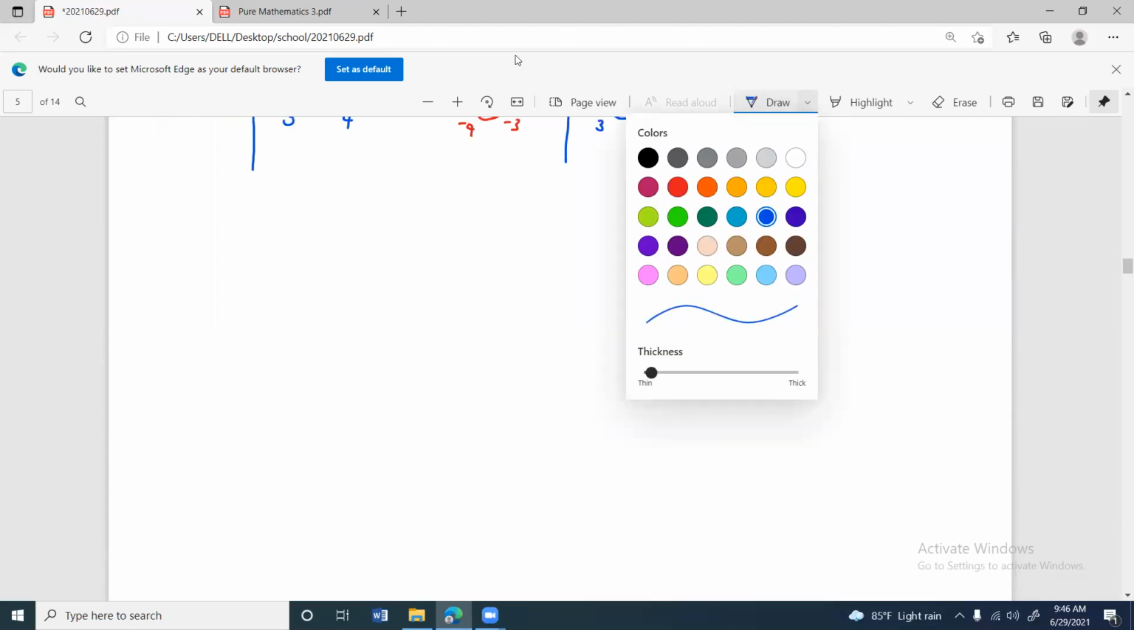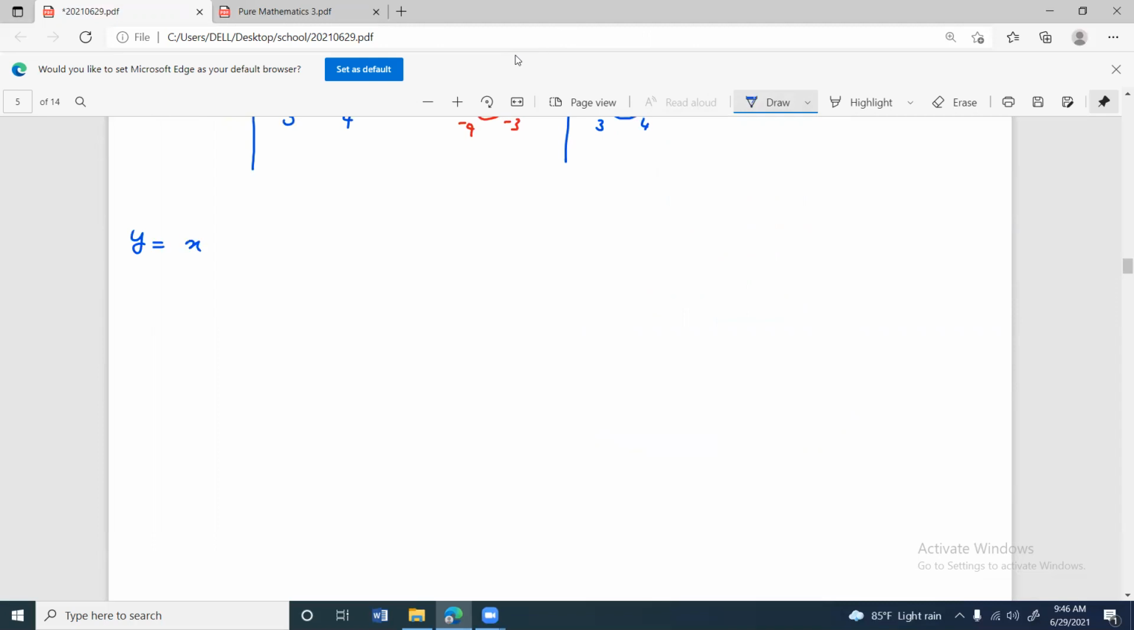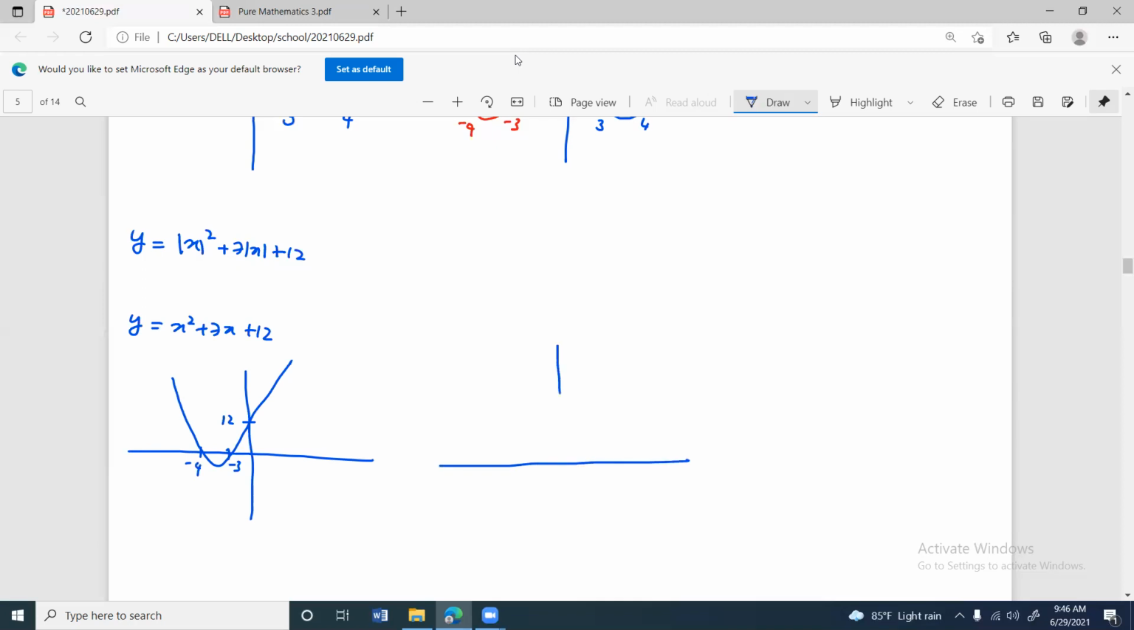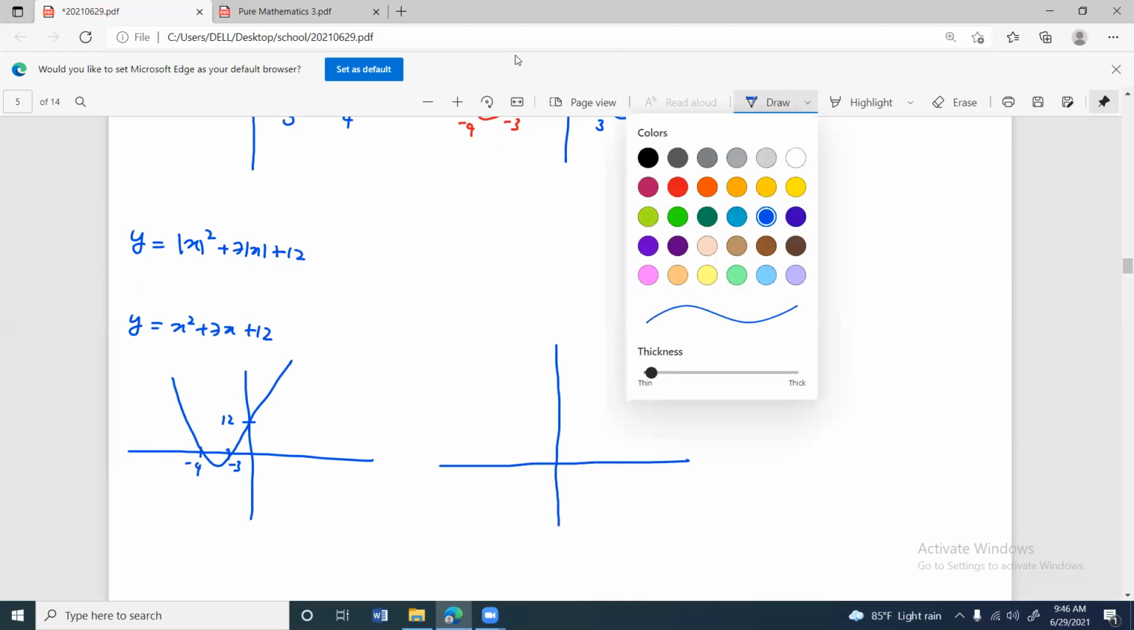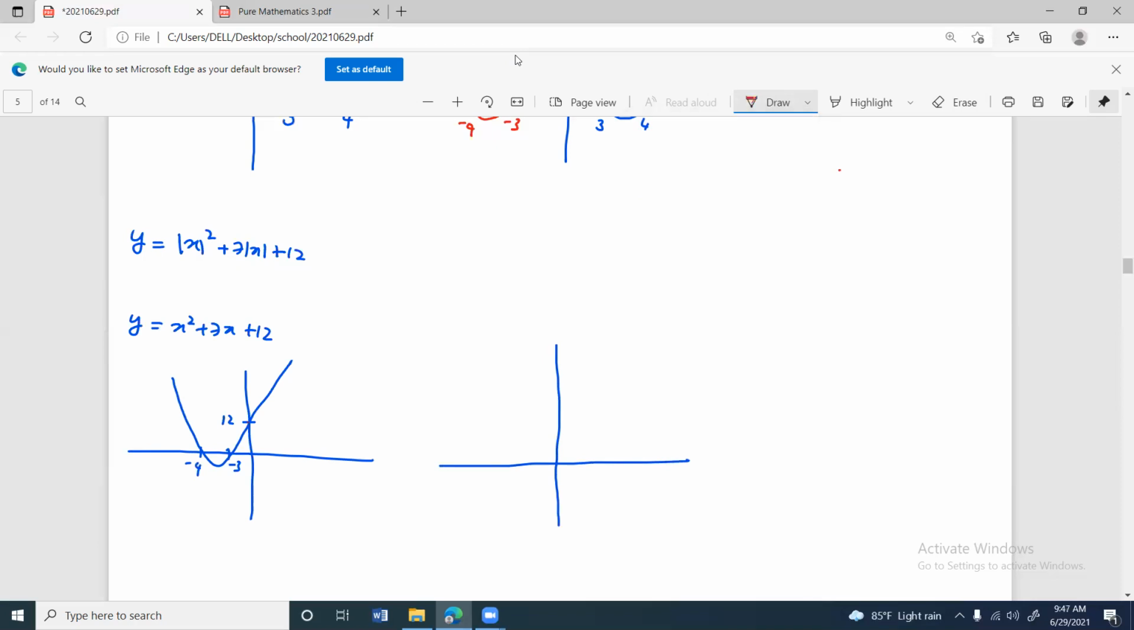If it comes with y equals modulus of x squared plus 7 modulus of x plus 12, then when you are drawing this, initially we draw y equals x squared plus 7x plus 12. The graph is like this. Minus 3 and minus 4, and this is 12. This is the important point of the graph. Whatever the negative side of the graph is, nothing to worry, we have to scrap that part. Therefore, this total graph should be scrapped.